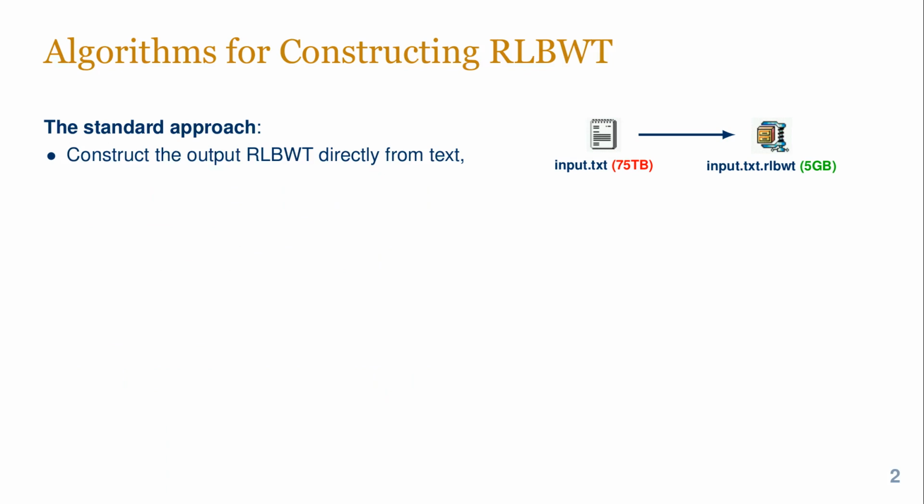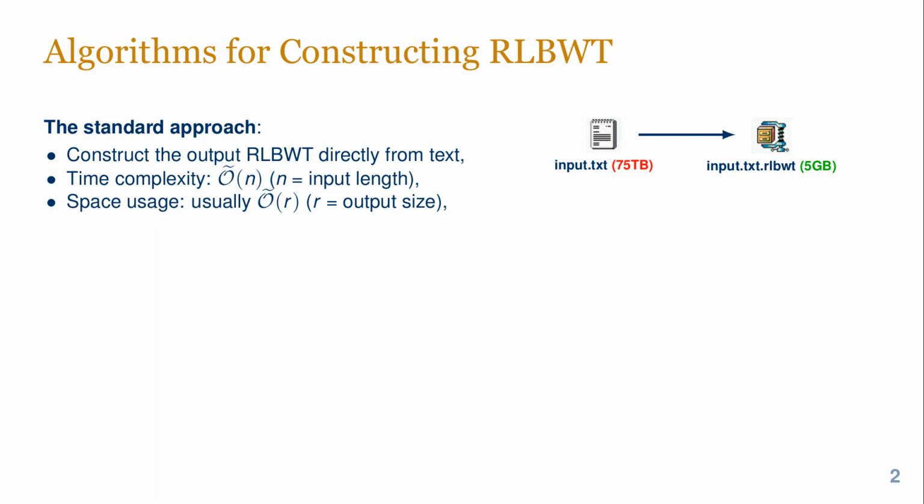The standard approach to the construction of run-length BWT is to construct it directly from the text in a single step. Assuming the input text is of length n, the construction usually takes linear or near-linear time. Moreover, there exist algorithms whose working space is roughly O of r, where r is the size of the output, that is, the run-length compressed BWT of text. In our example, assuming each symbol of text takes a single byte, the value of n is 75 times 10 to the 12, and the value of r is 5 times 10 to the 9.